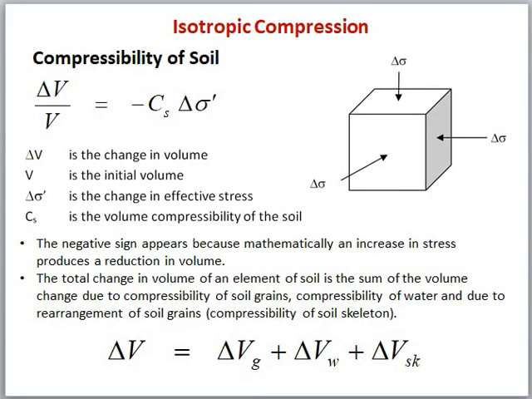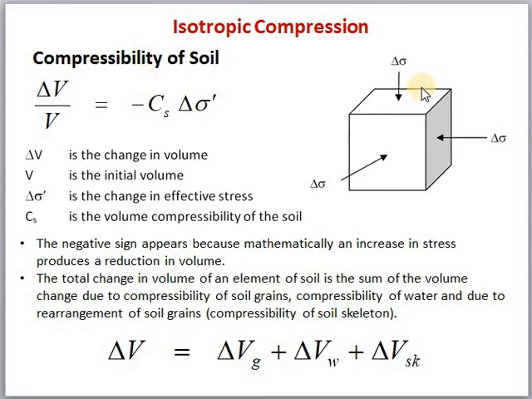We know the compressibility of soil. What is the expression for compressibility of soil? Here you can see the expression: the change in volume by the actual volume is equal to the volume compressibility multiplied by the change in effective stress. The negative sign indicates that as you keep applying effective stress, there will definitely be a change in volume. That is why we have a negative sign for this expression.